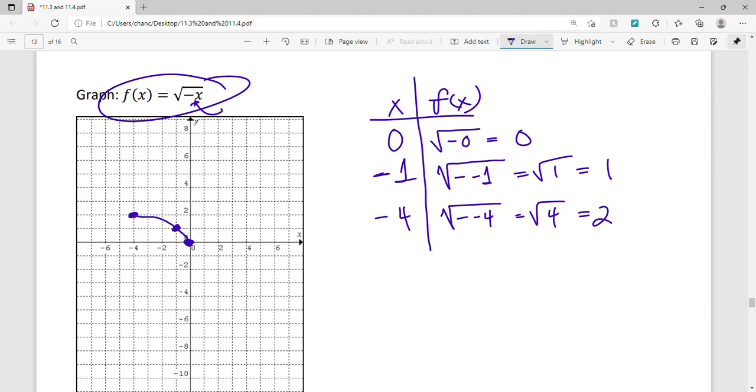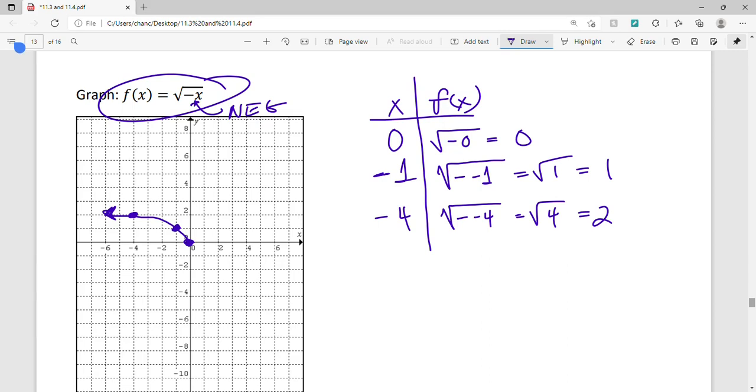So what happened? If the negative is on the outside, it flips our graph upside down. If the negative is on the inside, it flips it to the left. So that's something to be aware of. If the negative is inside the radical, it switches the graph to the left. If it's on the outside, it flips it upside down. So that's something to remember.